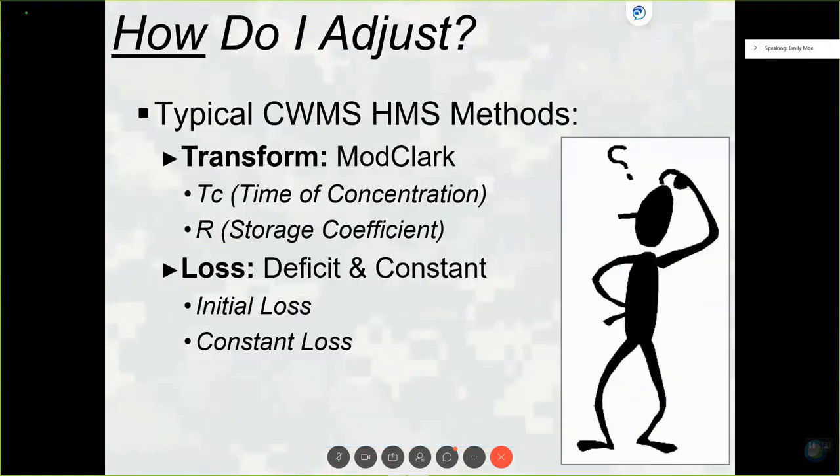So now that we have calibration goals, we know where and how we might be calibrating the parameters, but how and which parameters do you adjust during calibration? For this example, we'll look at some of the key calibration parameters from some of the most common HMS methods that are used in SWIMS models. This includes the Mod-Clark transform method with TCNR and the deficit and constant loss method with the initial and constant loss parameters.